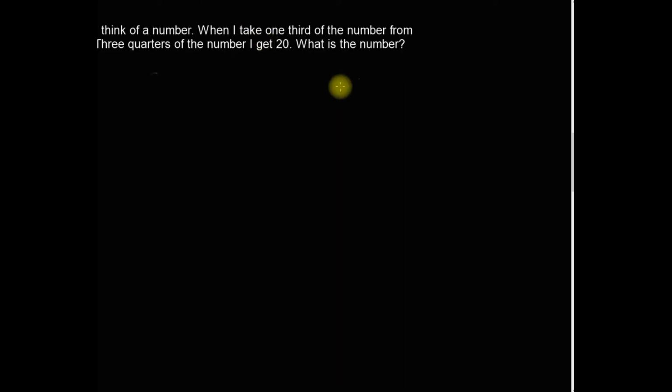Okay, another question says, I think of a number. When I take 1/3 of the number from 3/4 of the number, I get 20. What is the number? Okay, in this case, we can assume the number again. We assume the number is p. It could be any letter. I'm just using p because I got tired of using n all the time. Quite often in algebra we use x, but when people see x they get scared, so I'm using p.